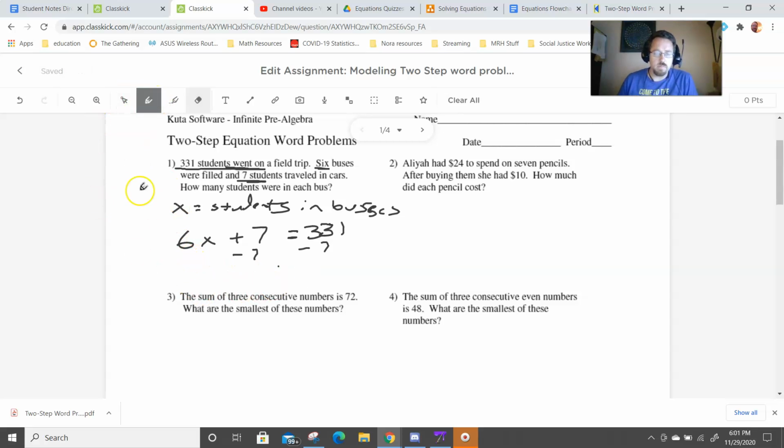6x equals 324. Divide both sides by 6. You end up with 54 students.